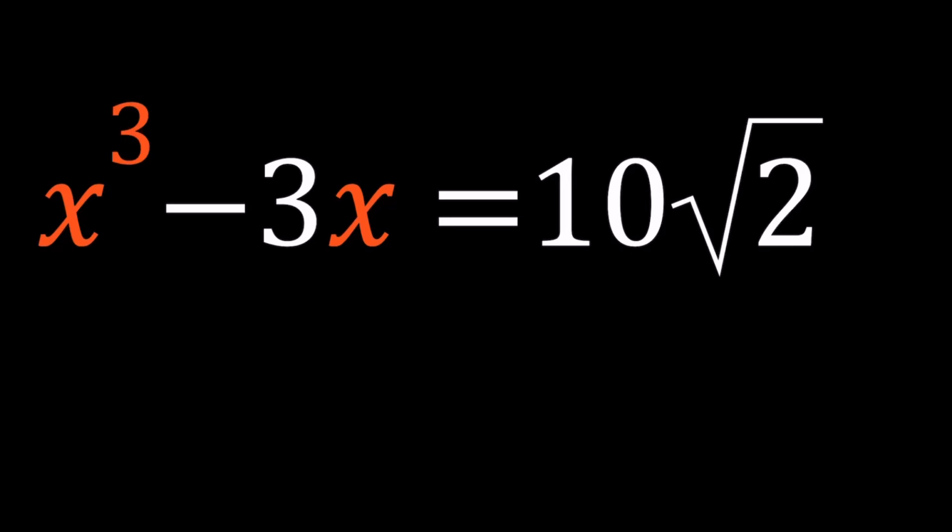Everyone, in this video we're going to be solving a cubic equation with radicals. We have x cubed minus 3x equals 10 times the square root of 2, and we're going to be solving for x values. I'll be presenting two methods, and let's start with the first one.